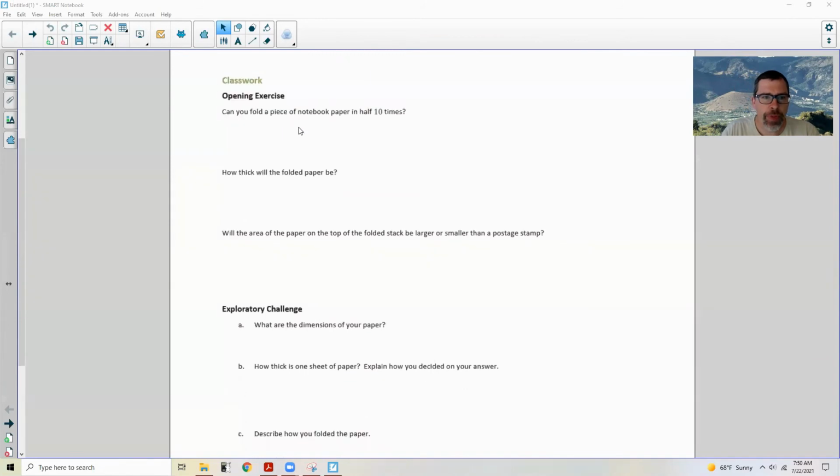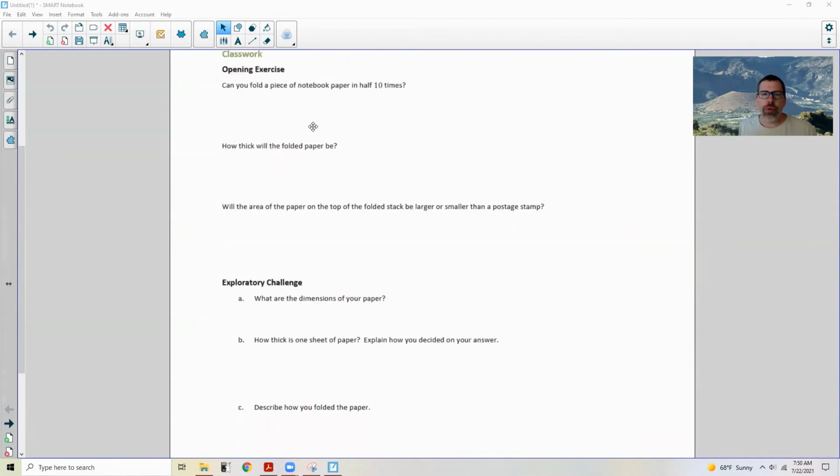Okay, so integer exponents. Opening exercise. Can you fold a piece of notebook paper in half 10 times?